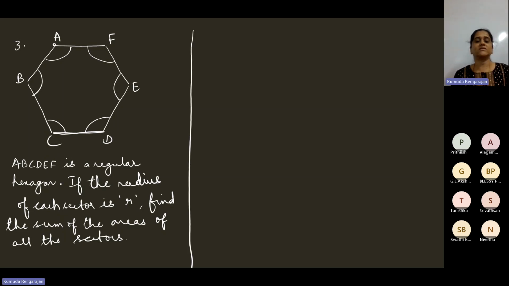What is the sum of all the angles of a hexagon equal to? What is the sum of all the angles of a hexagon equal to? Correct. How do you get 44 by 7 r square? Come here, Hasif.